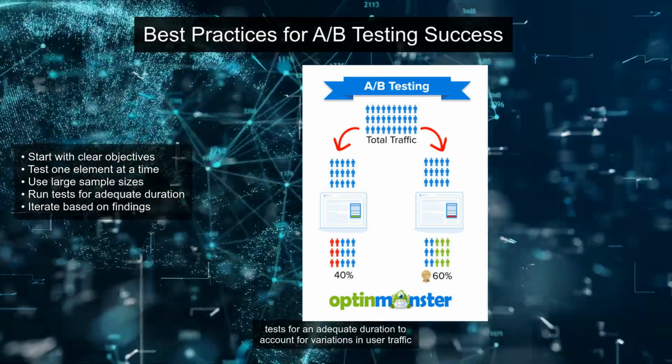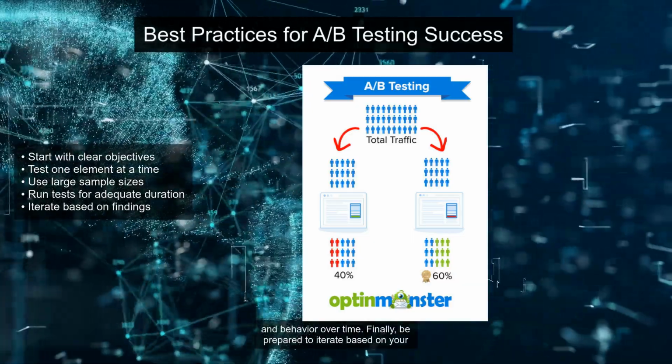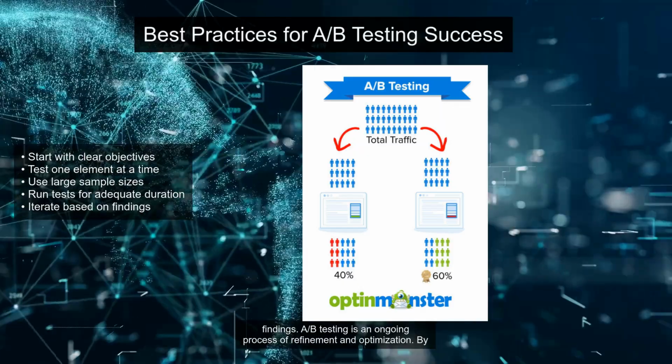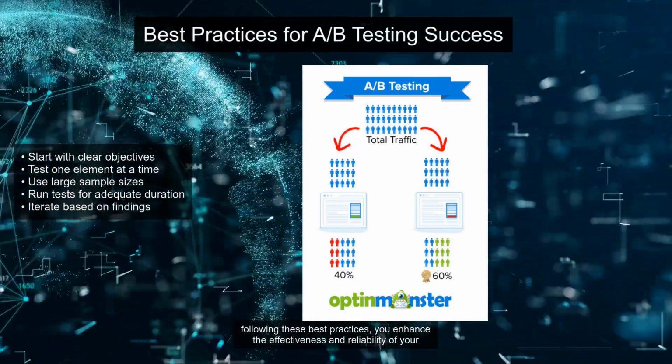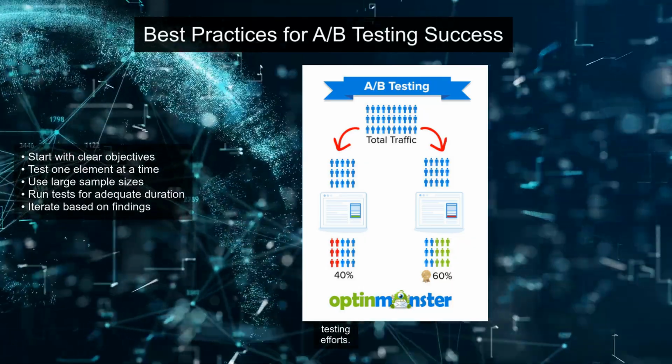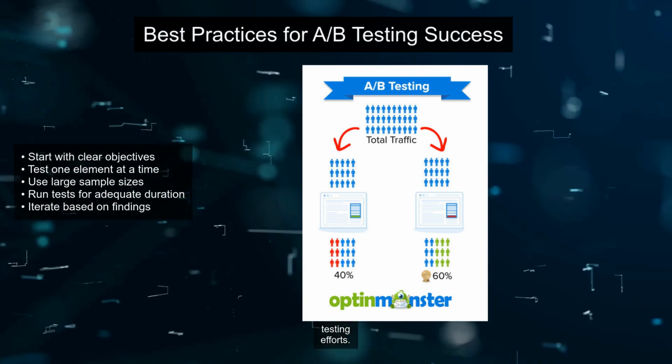Run your tests for an adequate duration to account for variations in user traffic and behavior over time. Finally, be prepared to iterate based on your findings. A/B testing is an ongoing process of refinement and optimization. By following these best practices, you enhance the effectiveness and reliability of your testing efforts.